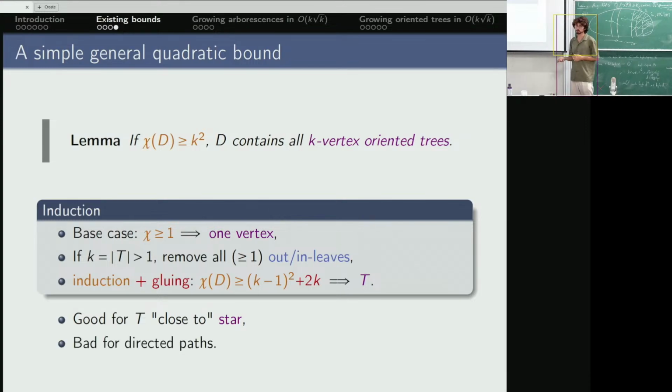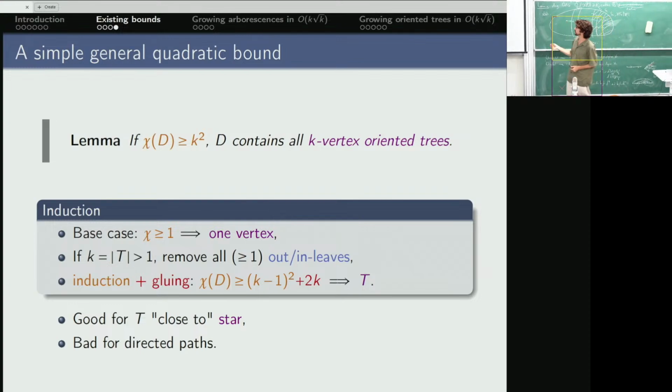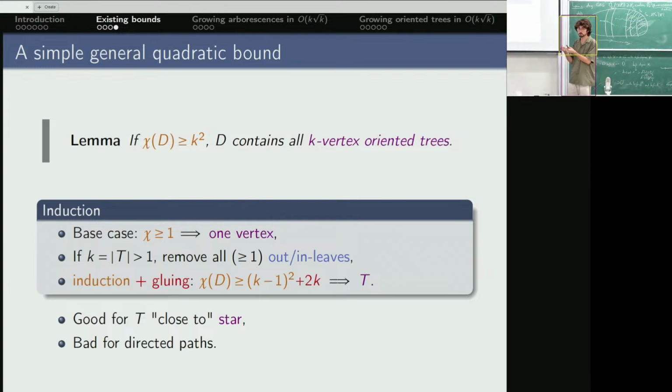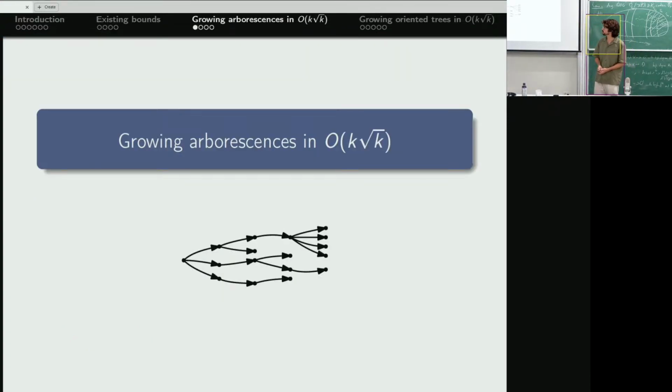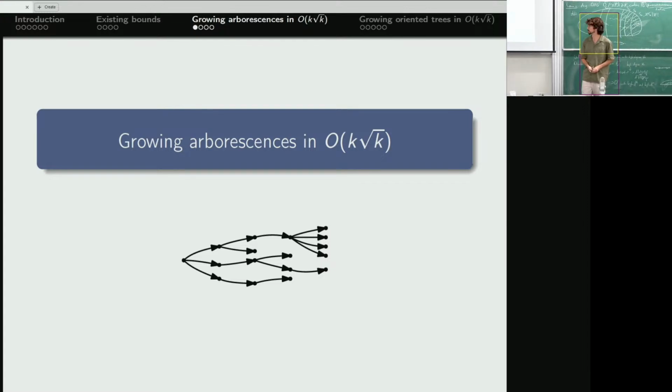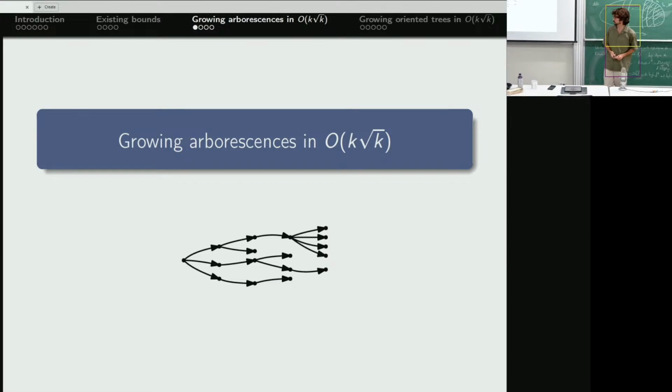But it's really bad for paths, for directed paths. If I have a directed path, I have to remove its out leaves one by one. So at each step, I will pay k to add just one guy. So this will be really quadratic for paths. So this is bad for paths, but good for stars. So what do we do to get a k square root of k bound? I will start with the case of arborescences, and then I will say a few words about the general case.